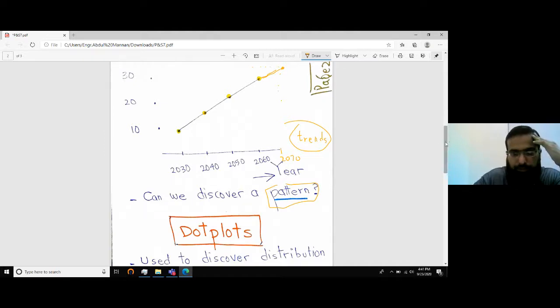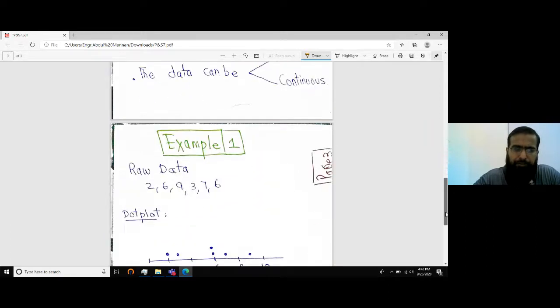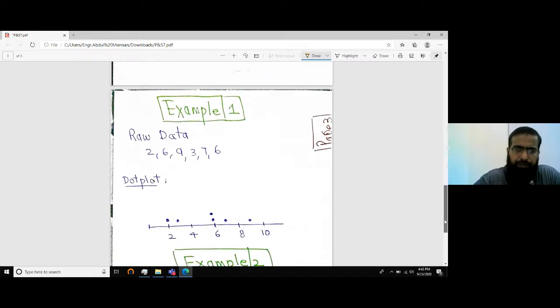Right. The other kind of plots that we will study in this lecture are dot plots. Why are they called dot plots? Because we place a dot versus each data point, and they are used to discover the distribution of data. If you are given this raw data and you want to know how many 2s are here, I mean the frequency, how many 6s are there, how many 3s are there, this is how we can guess about the distribution of data.